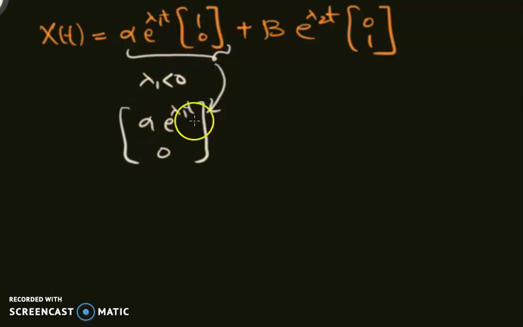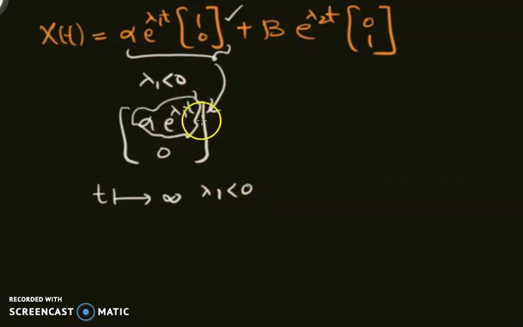This is something which lies on the x-axis as t varies, because as t varies, x will take some value and y is 0. So this lies on the x-axis, and as t goes to infinity, we know that lambda 1 is less than 0, so this quantity must converge to 0. In this way, this x1 of t should go to 0, 0, which is the origin.